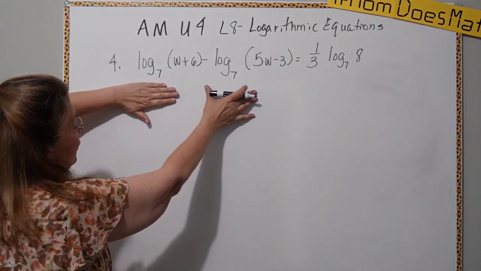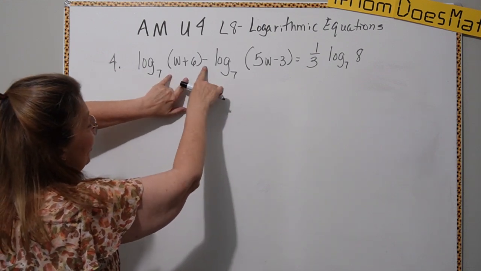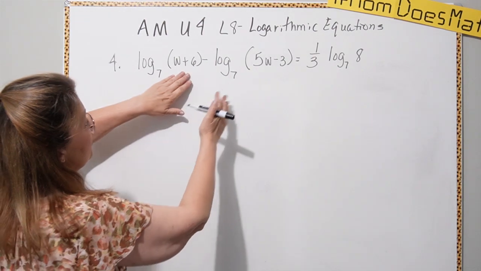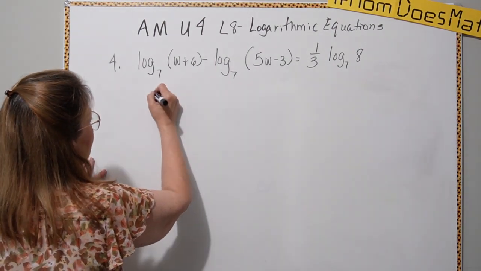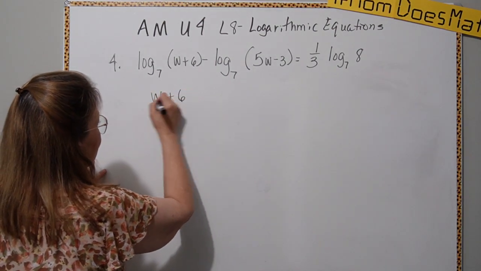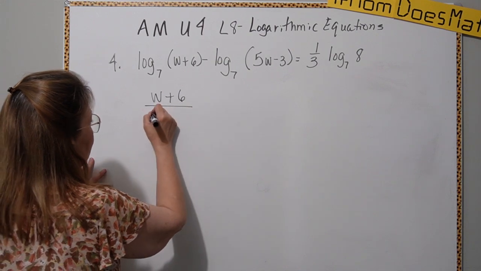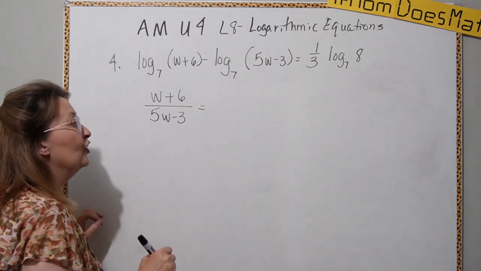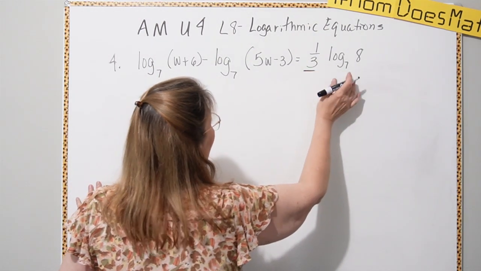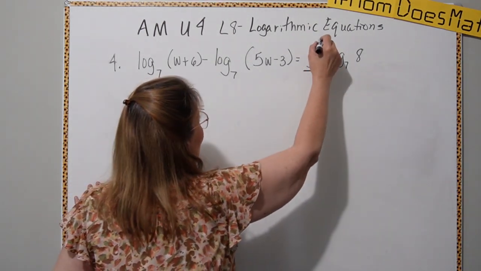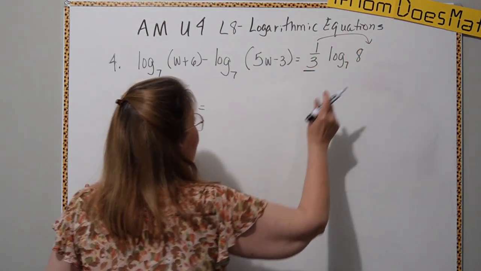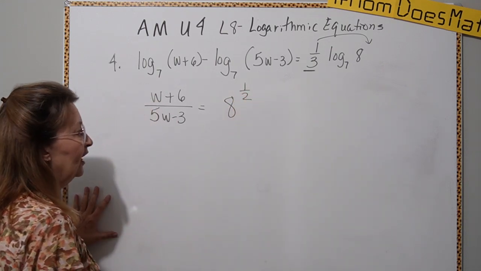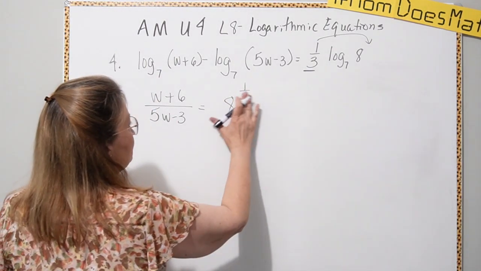Let's focus on this first. We have a subtraction sign, so that is your quotient property, right? So we're just going to take the argument of the first, which is w plus 6, and put that over the argument of the second log. All right, now over here, I have a coefficient in front of my log. So that means I'm going to take it and swing it around over there. That becomes my exponent, okay? So what is, oops, that's 1/3.